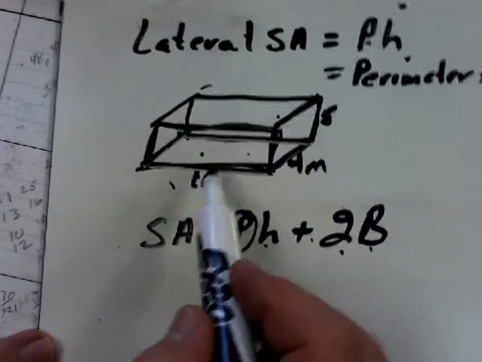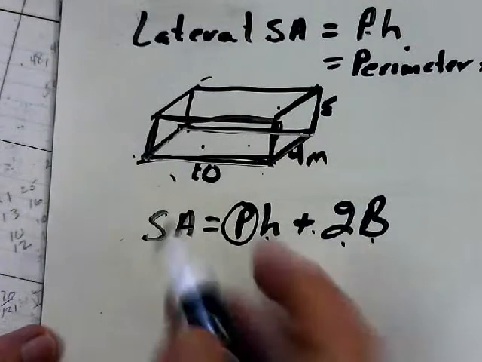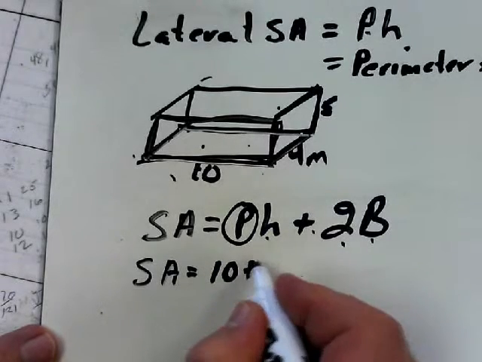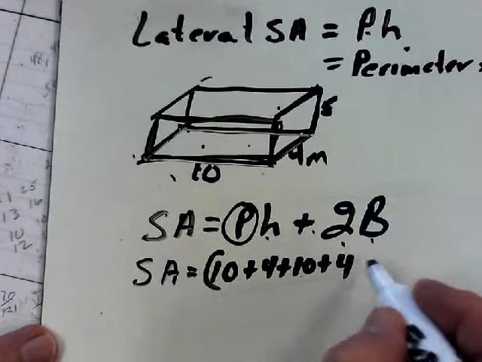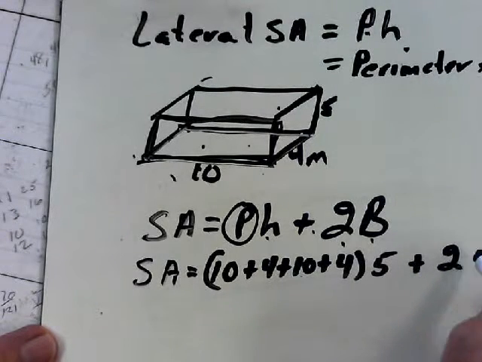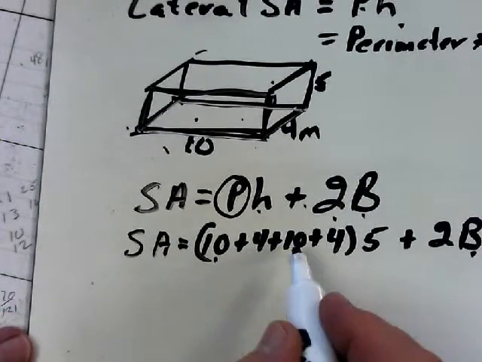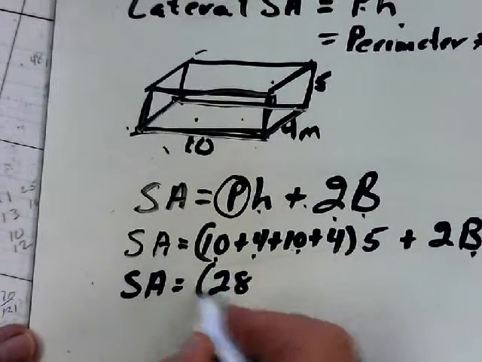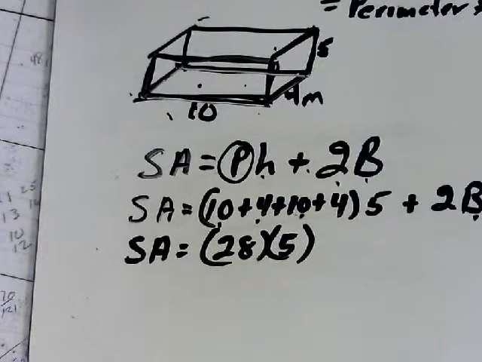So with this same diagram, I have to find the perimeter of the bottom part, which means 10 plus 4 plus 10 plus 4. Multiply it times the height. Add to that 2 times the area of the base, and we'll worry about that in just a little bit. So what's 10 plus 10 plus 4 plus 4? 28.